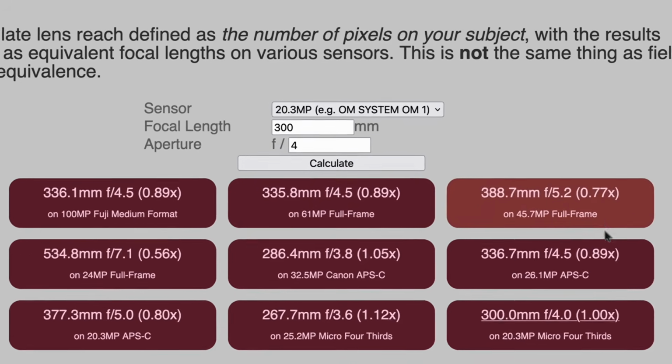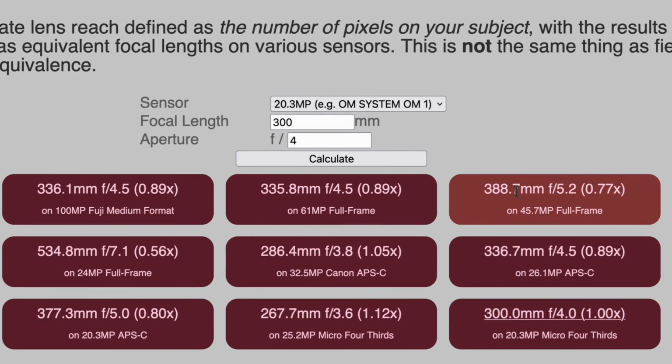For example, on a 45.7 megapixel full frame camera like the Nikon Z8, you would need 388 or about 400 millimeters to get the same number of pixels on your subject. That means if you took a 388mm lens, put it on the Nikon Z8, then cropped to 20.3 megapixels with a 4/3 aspect ratio, you'd get exactly the same shot with the same number of pixels on your target. It's important to note that you wouldn't be cropping to the micro four thirds field of view though. No, only to the number of megapixels or 20.3.